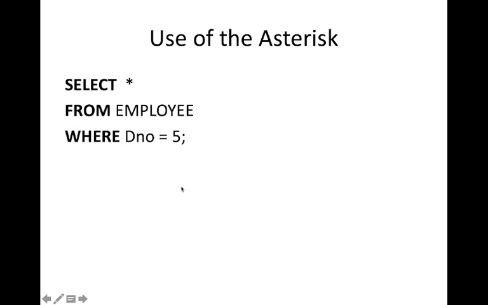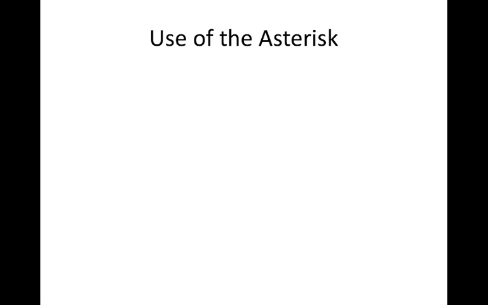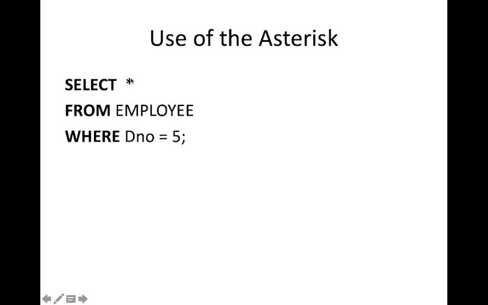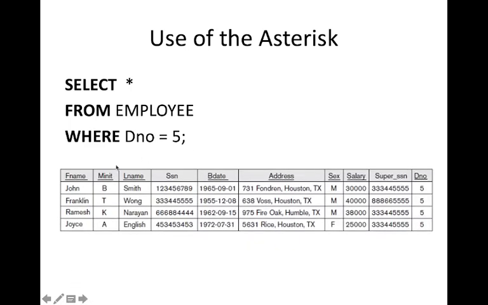Okay. Then the use of the asterisk. What is the use of this asterisk? If you are specifying select asterisk from employee where department number equal to 5, then all the attributes or all the columns will be listed. We are not specifying any attributes here. Instead of specifying the attributes, we are specifying asterisk or star. This means all the attributes should be listed. So we are selecting all the details of employees who are working in department number 5. We will get everything, all the columns, with the condition department number equal to 5.